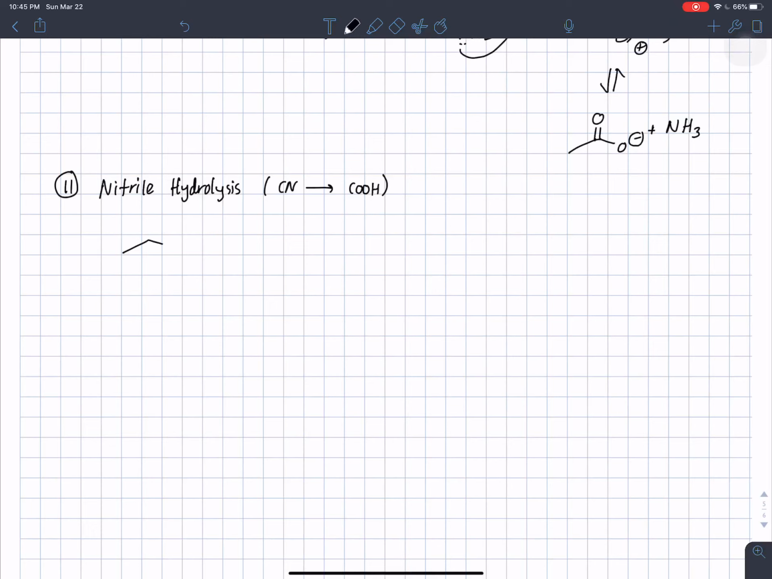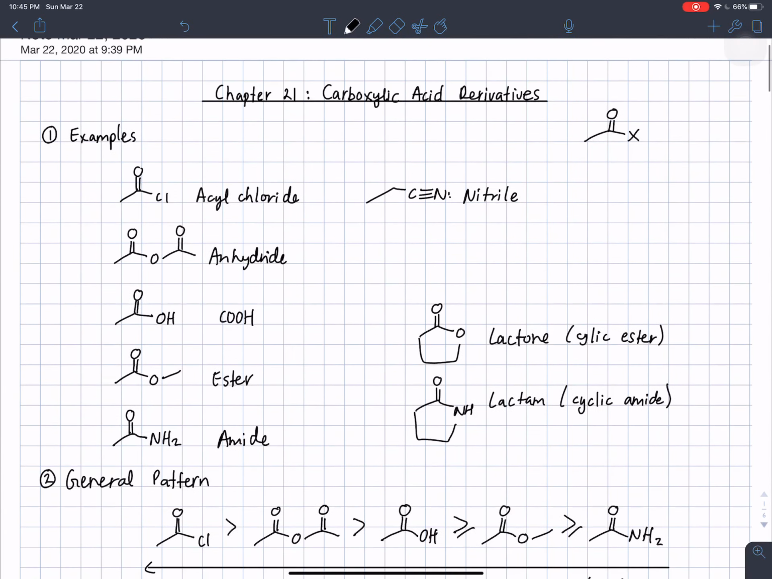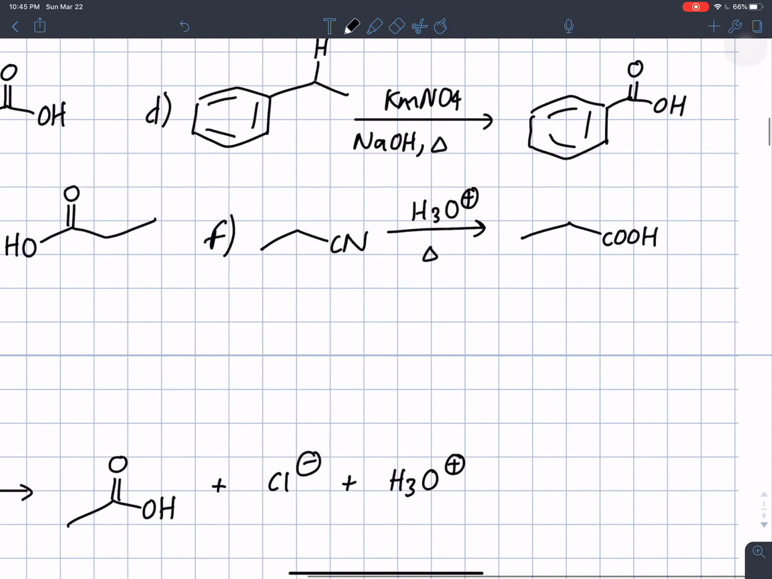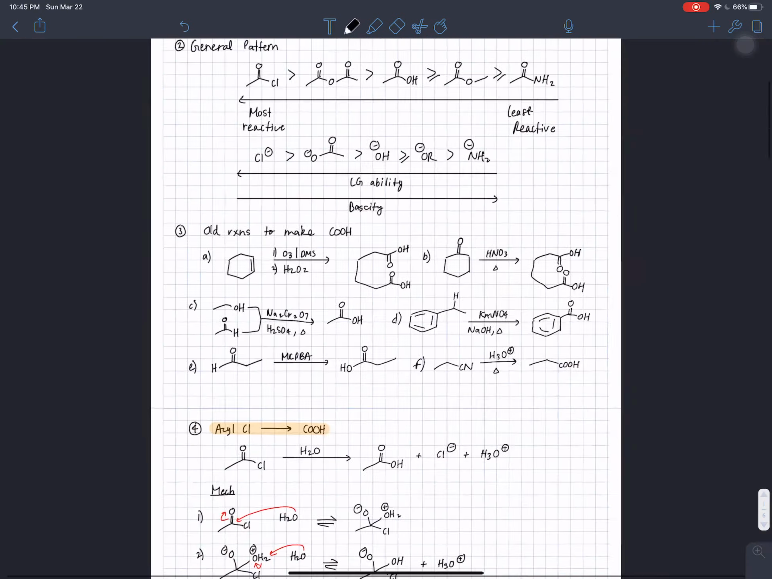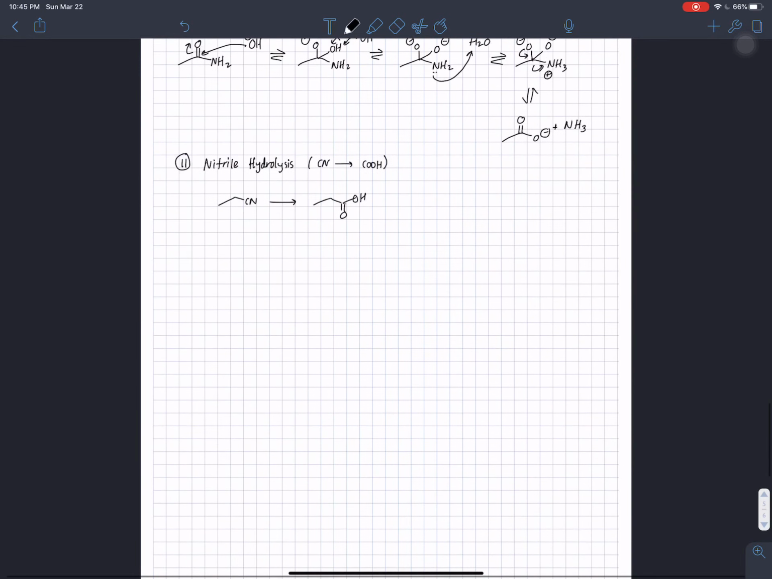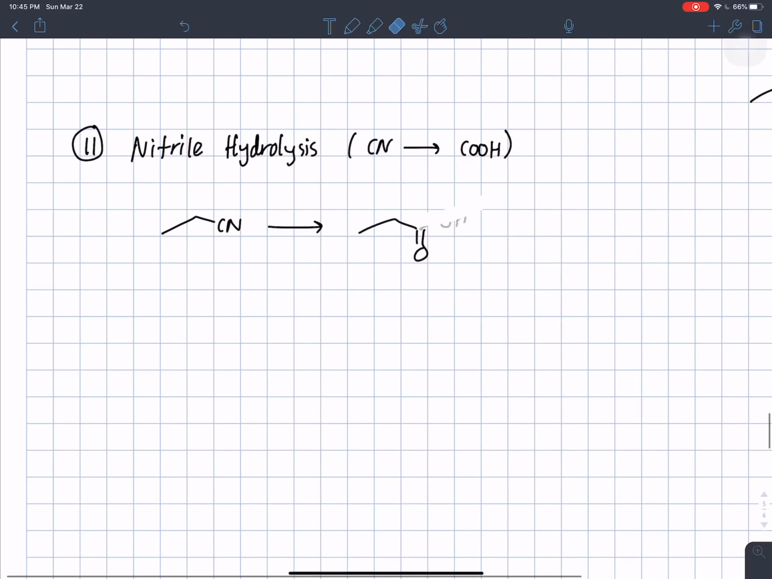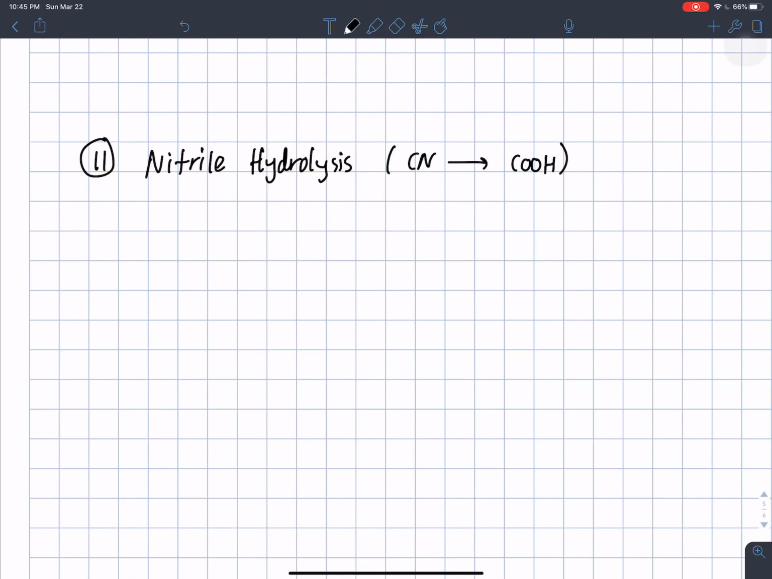We did this before in the past, if you remember. If you have a CN, we said, hey, you can reduce this to an NH2, or you can oxidize it to a carboxylic acid. I discussed it right in the beginning too, if you remember, right here. A CN can be turned into a carboxylic acid. So now we're actually looking at how it works. So let's draw it out. You have, let's say, this CN, and you can turn it into carboxylic acid.